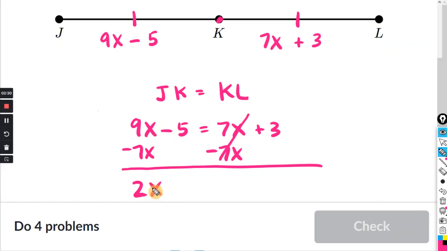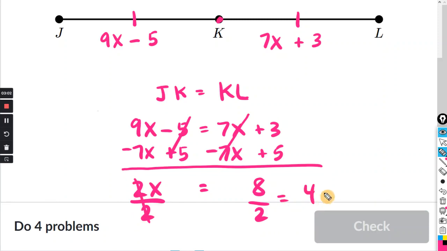Since I have the x's now on the left, I want to get this negative 5 to the right. The opposite of negative 5 is positive 5. You do the same thing to both sides. 5 minus 5 cancels. Bring down the equals, and 3 plus 5 equals 8. Solving for x, the opposite of x times 2 is divided by 2. You want to do the same thing to both sides. 2 divided by 2 cancels, and x equals 4.